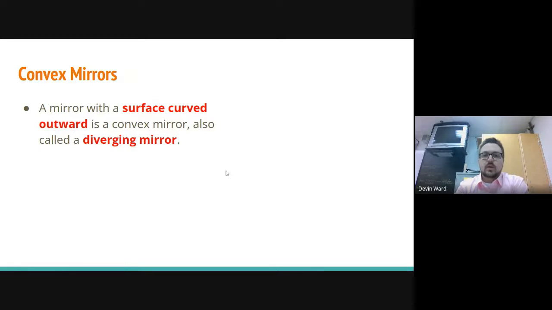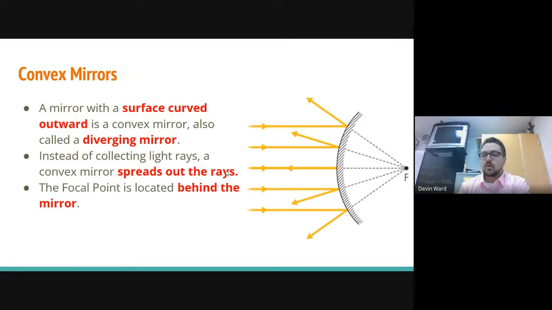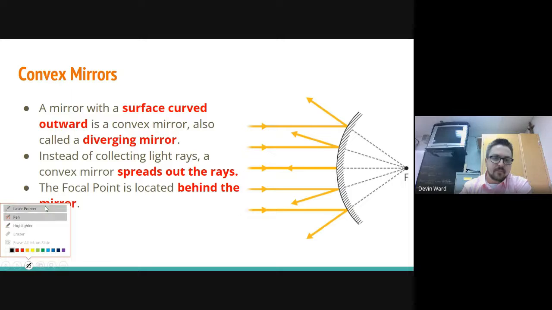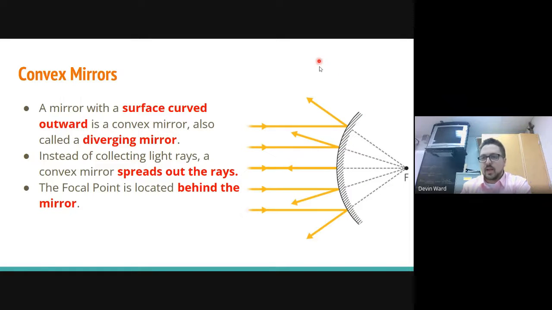So a mirror with a surface curved outwards is a convex mirror, also called a diverging mirror, okay? So it's curved outward like that. So concave kind of came in like a cave. This one goes out. And it's called a diverging mirror because it diverges all the light rays, okay? Converging, all the light came together at a point. Diverging, they all diverge out, okay? So instead of collecting light rays, it spreads out the light rays.